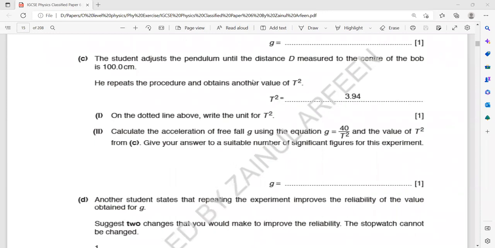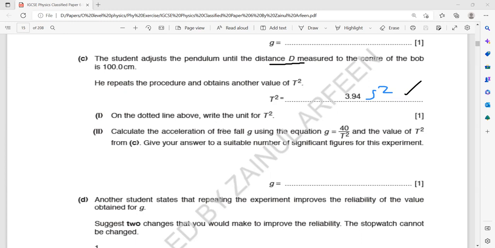The student adjusted the pendulum until the distance d is measured. He repeated the procedure and obtained a value. On the dotted line above, write the unit for T squared. What is the unit of T squared? That is second squared, because the unit of time is second, so time squared will be second squared.